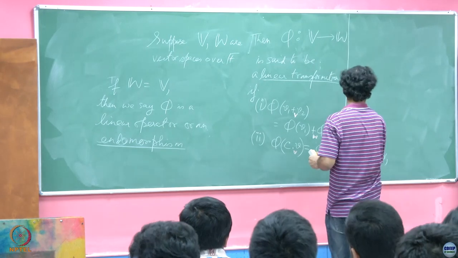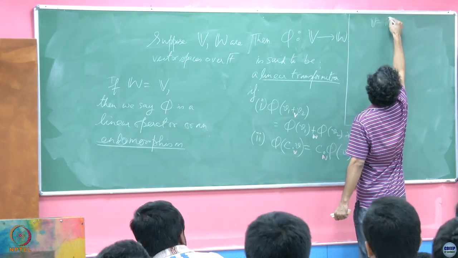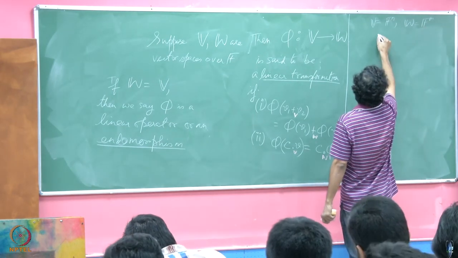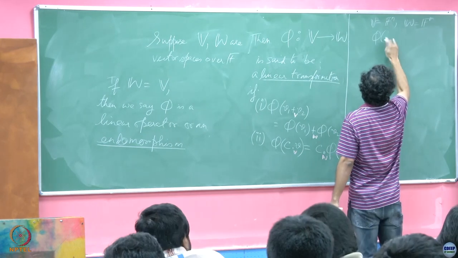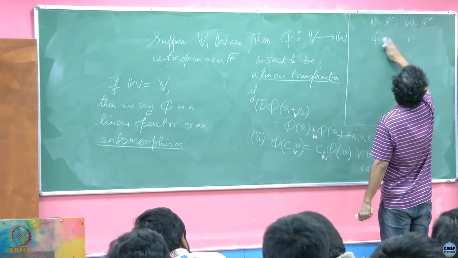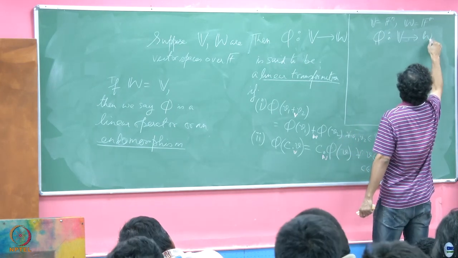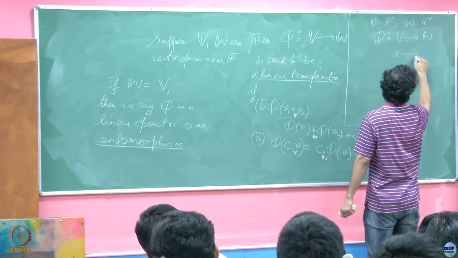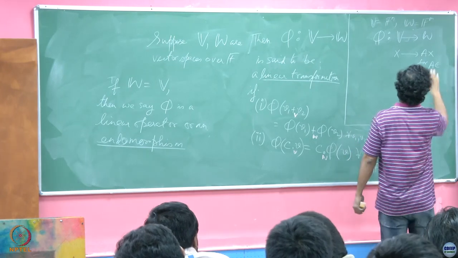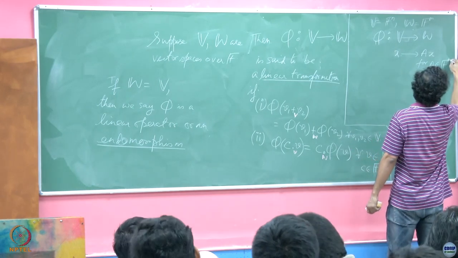So suppose now we have V is equal to F^n, W is equal to F^m, and phi of x is given by A. So phi is a mapping from V to W, which maps x to Ax for A belonging to F^(m×n).